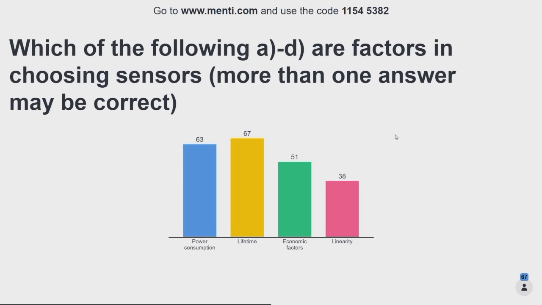The linearity of the system is also a technical factor which is important in choosing sensors. So the answer to this question is A, B, C, and D are all correct. Tell me, what is the linearity of a system? That's how your output varies with your input. If it's a linear system, that means it's a straight line, like y equals mx plus c. If it's non-linear, you haven't got a straight line, you've got a curve, and that might be a parabola.